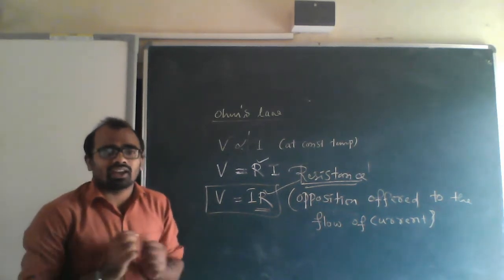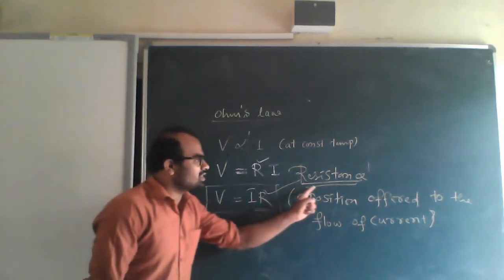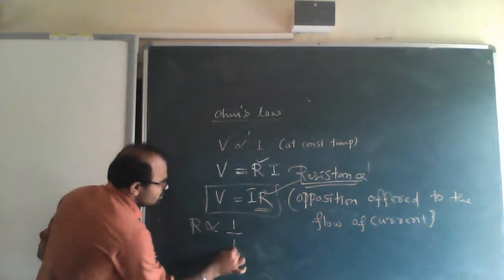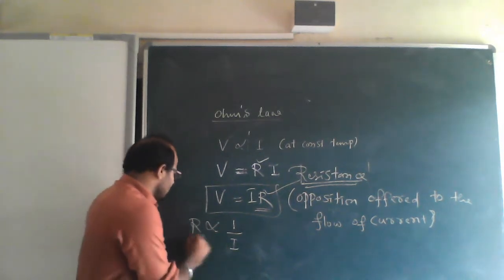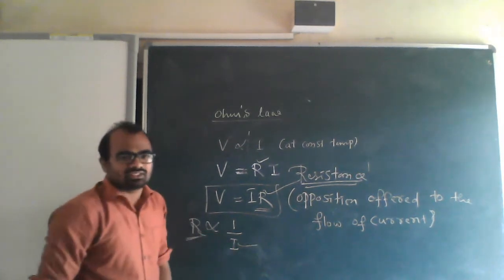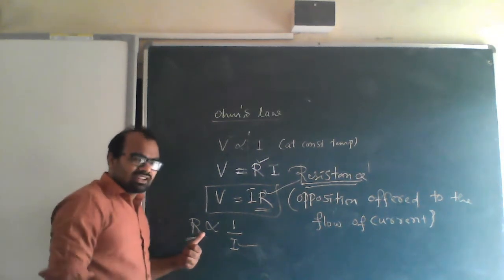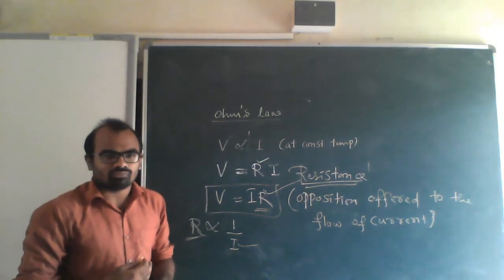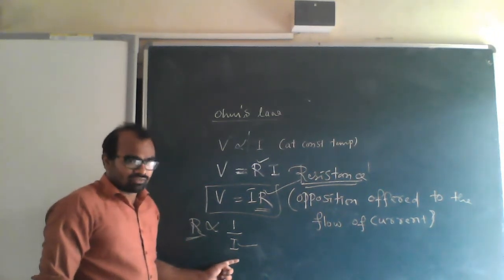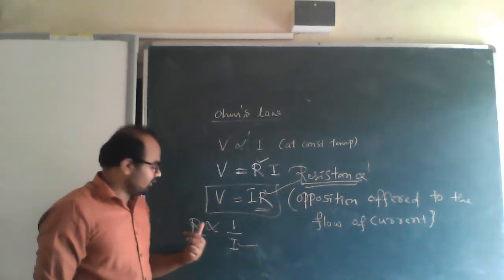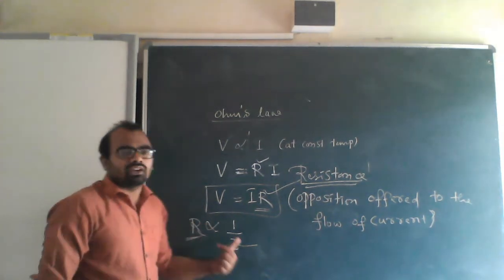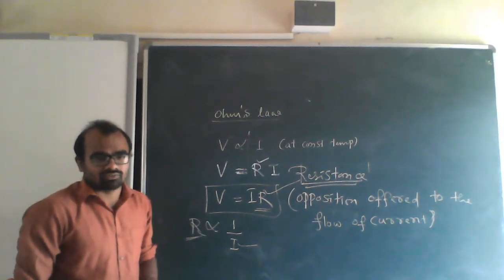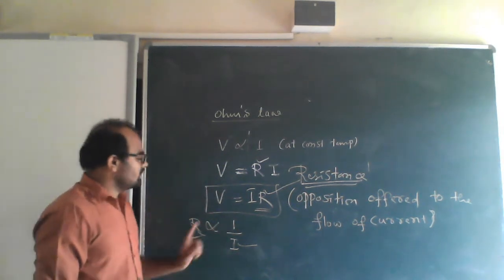It is opposing the current, so obviously it is inversely proportional to the current. What does inversely proportional mean? As the resistance increases, current decreases. As the resistance decreases, current increases. It is exactly the reverse of the electric current. If current increases, then resistance will decrease. If resistance decreases, then current will increase. If resistance increases, current will decrease. So this is about resistance.